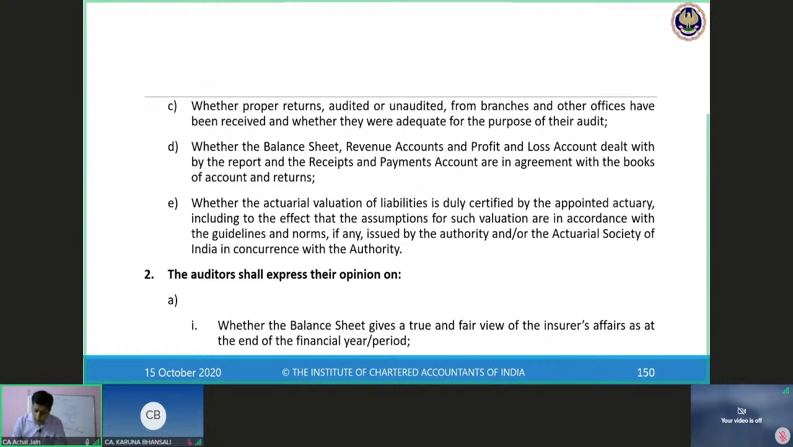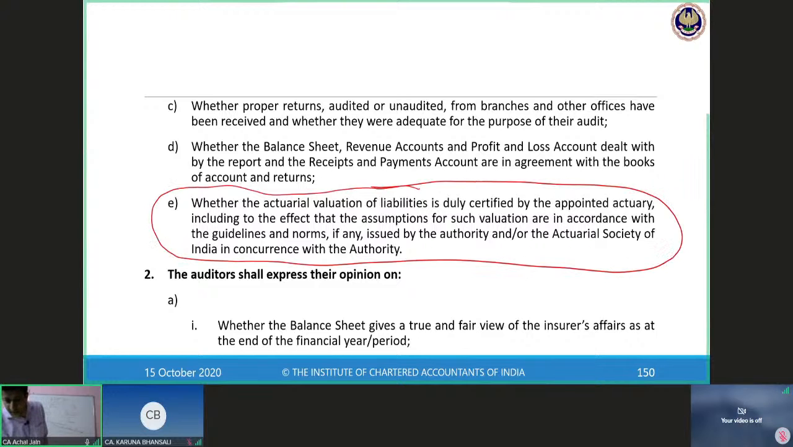Something which is considered to be an extremely important area in case of audit of insurance companies, as I have just discussed with you, and which is subject to a lot of assumptions. So you can also say it's an estimate. Then auditors shall express their opinion on. Now what is it that they will express their opinion on?